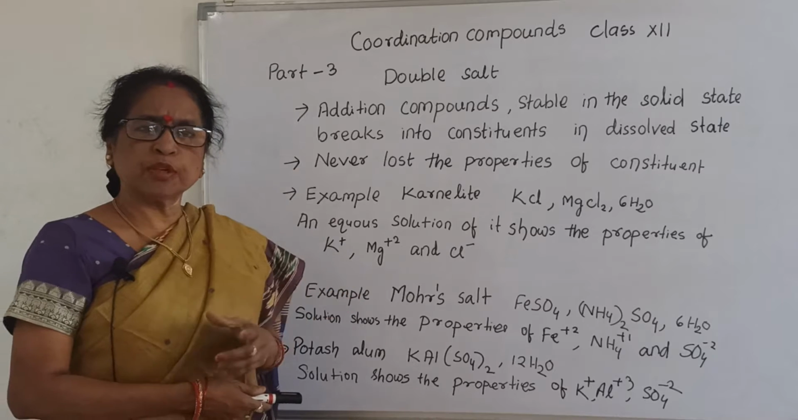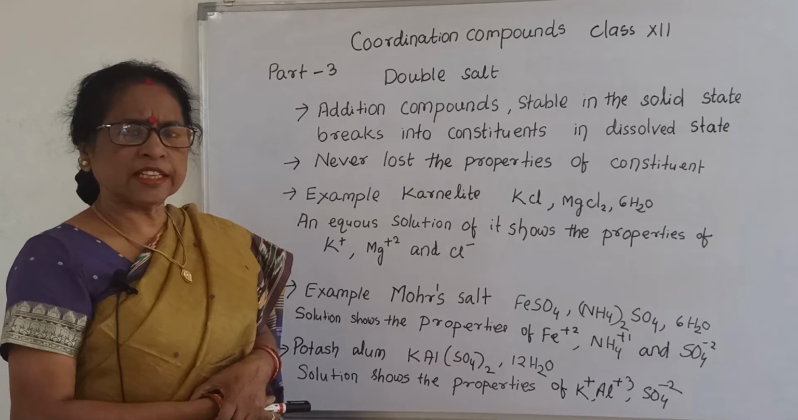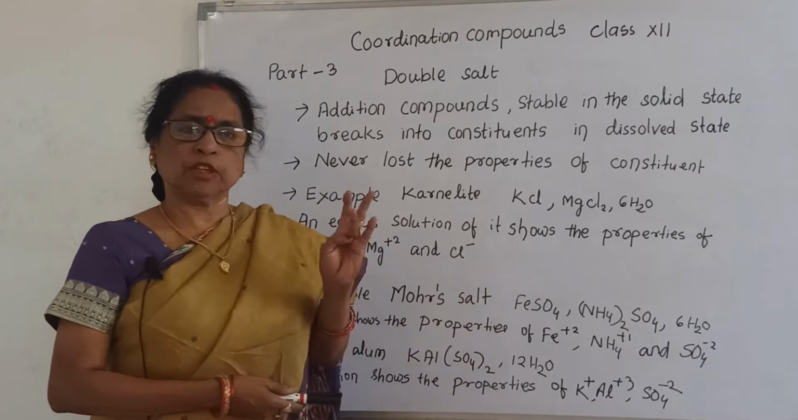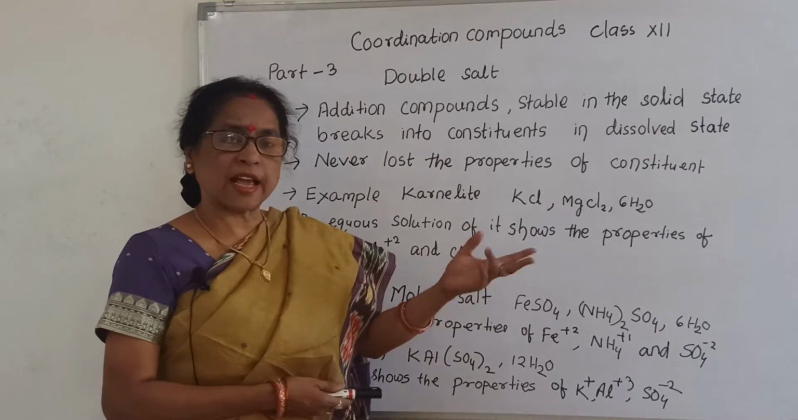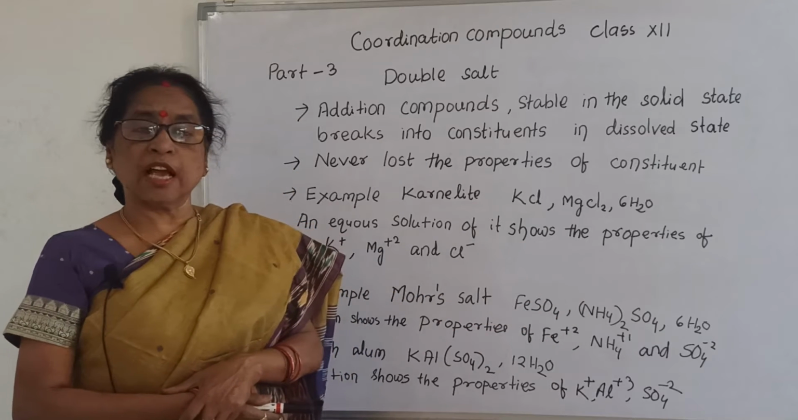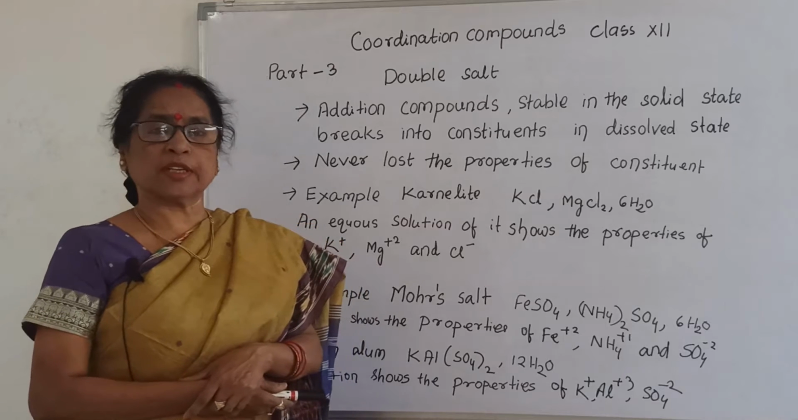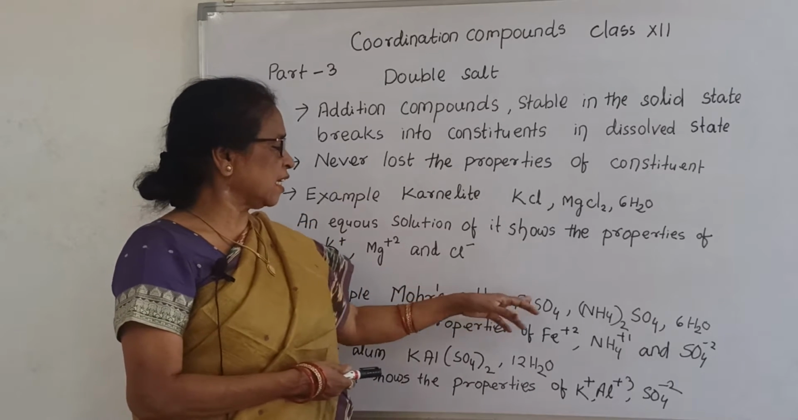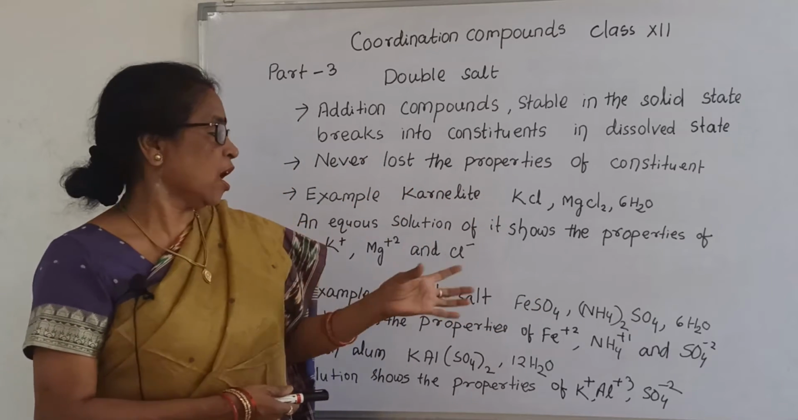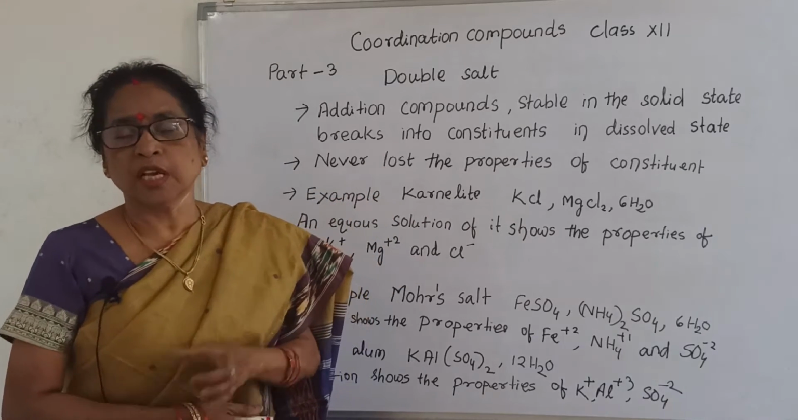Similarly, another example, Mohr's salt. These are named after the scientists who discovered them. Now FeSO4. What is FeSO4? Ferrous sulfate, (NH4)2SO4, that is ammonium sulfate, having 6 molecules of water. You can say that it is an addition compound because 2 ionic compounds are there, and they form with 6 water molecules of crystallization.